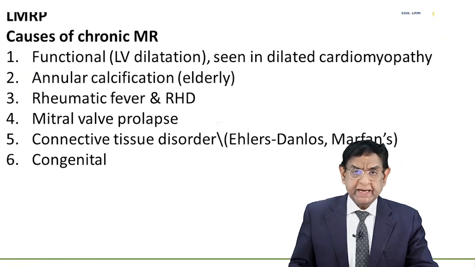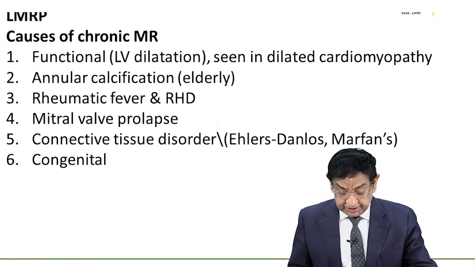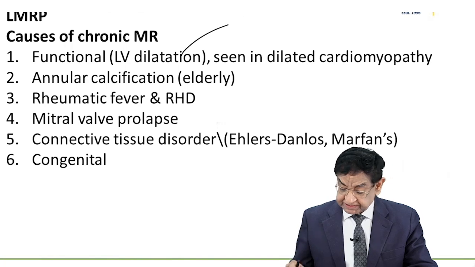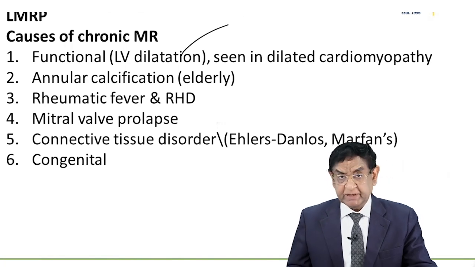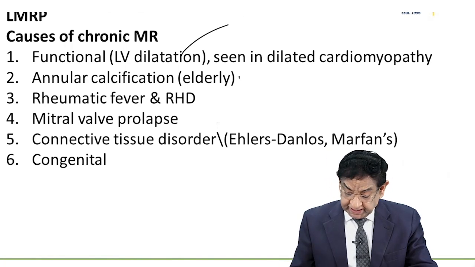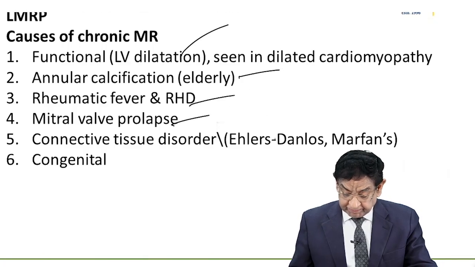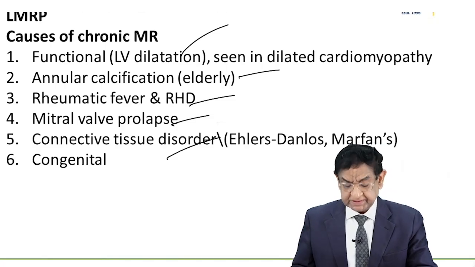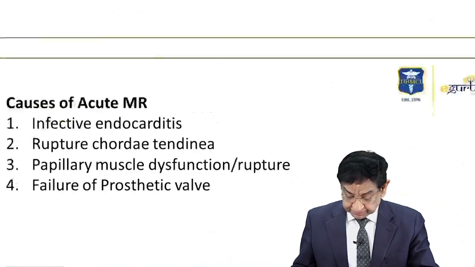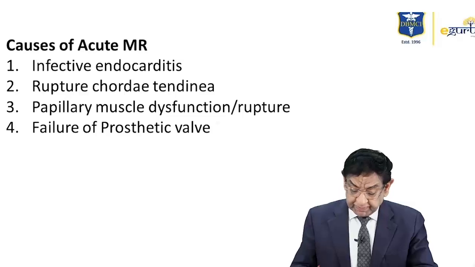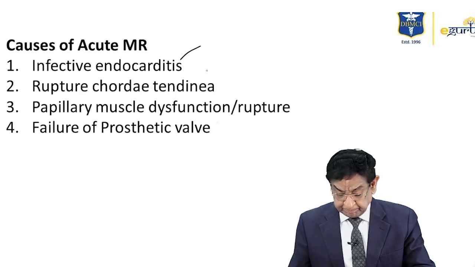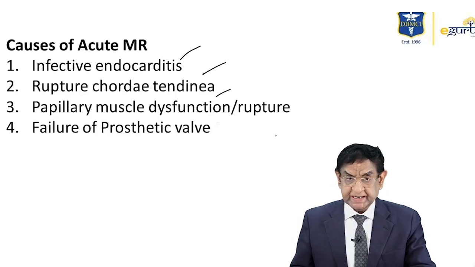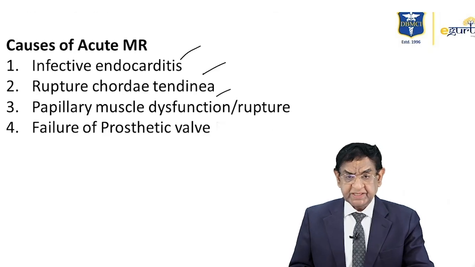So a quick recap of the last minute revision point. Functional dilatation seen in dilated cardiomyopathy. Causes: annular calcification in elderly, rheumatic heart disease, mitral valve collapse, connective tissue disorder like Marfan or Ehlers-Danlos syndrome, congenital, acute MR, infective endocarditis, papillary muscle dysfunction, chordae tendineae rupture, and malfunctioning of the prosthetic valve.